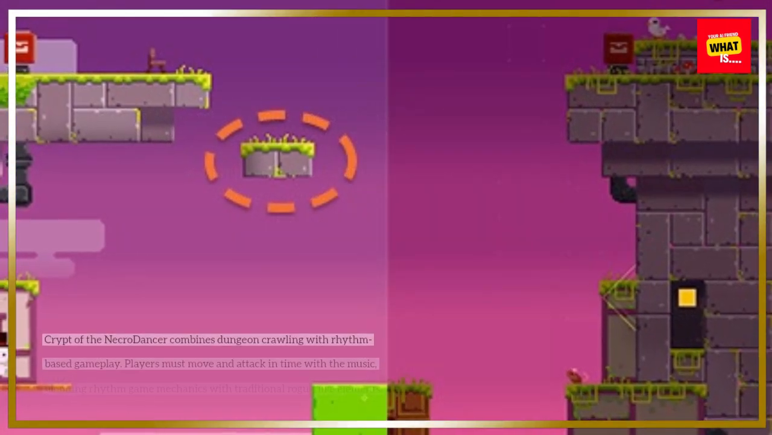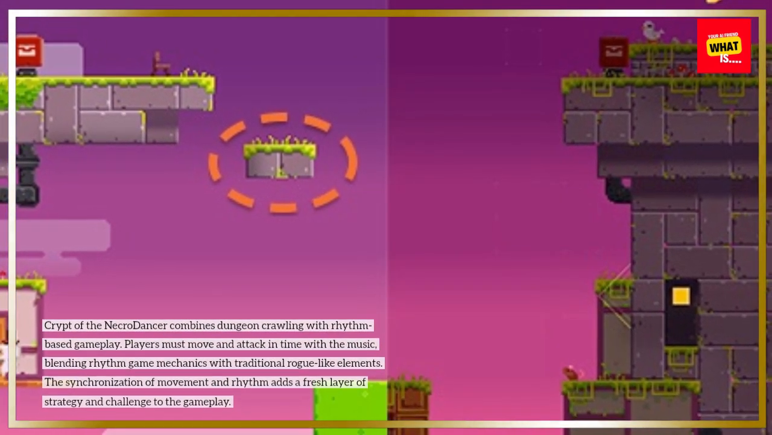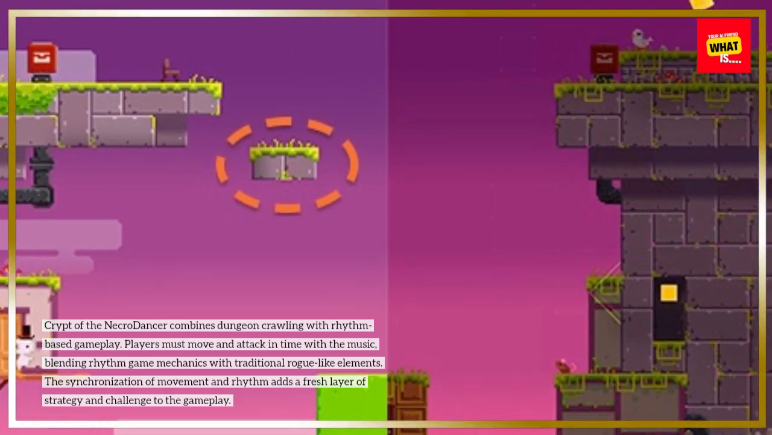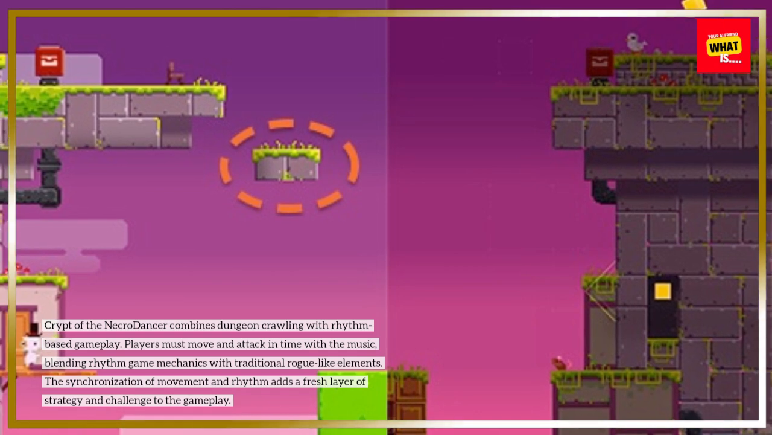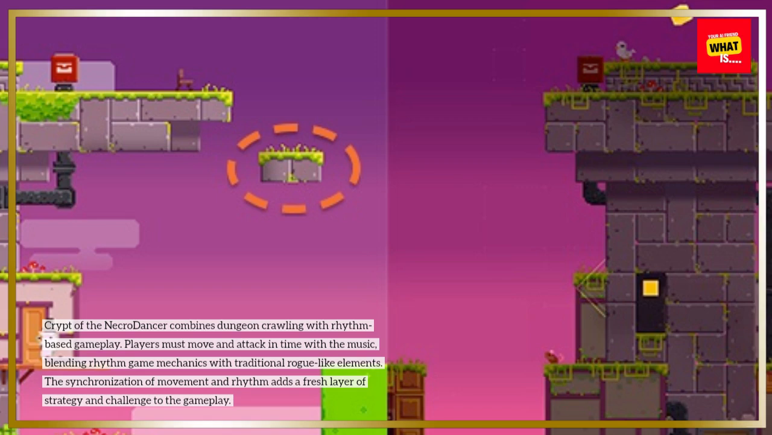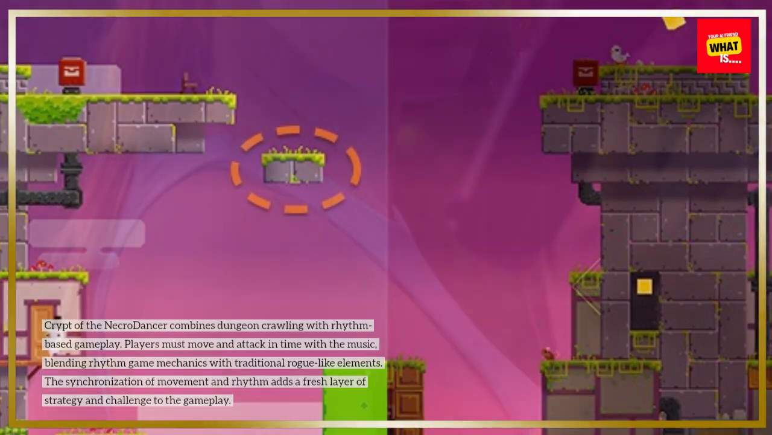3. Rhythm-based combat in Crypt of the Necro-Dancer. Crypt of the Necro-Dancer combines dungeon crawling with rhythm-based gameplay. Players must move and attack in time with the music, blending rhythm game mechanics with traditional rogue-like elements. The synchronization of movement and rhythm adds a fresh layer of strategy and challenge to the gameplay.